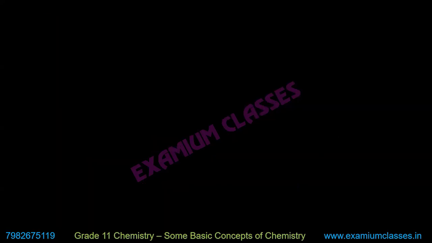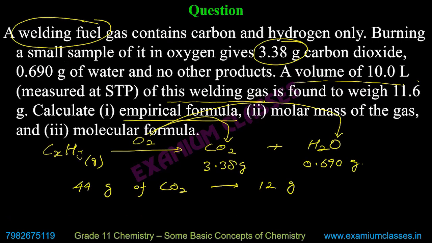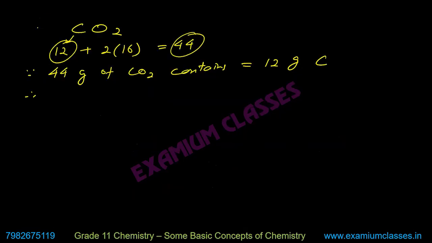So if we consider CO2, it is 12 plus twice of 16, that is 44. Out of these 44, carbon is 12. So we will say 44 grams of CO2 contains 12 grams of carbon, hence 3.38 grams of carbon dioxide will contain 12 by 44 into 3.38 grams of carbon.